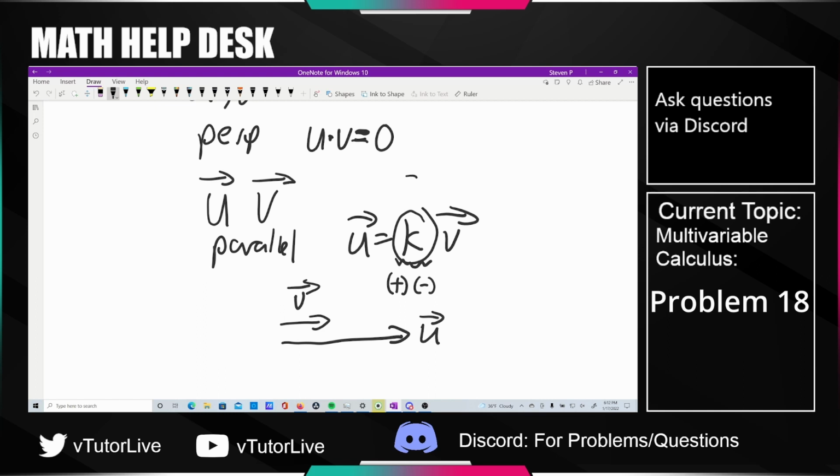If K was a factor of 2, you're just stretching the vector out by length 2. It's just a scalar, and if it's negative, it's going the other way. Yeah, that makes sense. So I think you basically just got to go through this problem and grind it out.